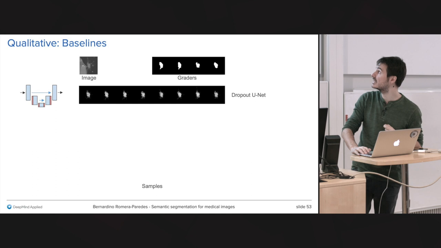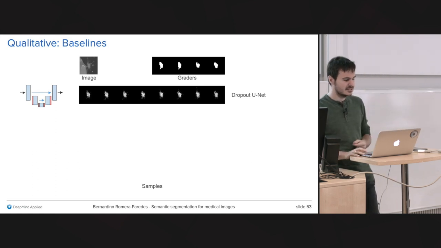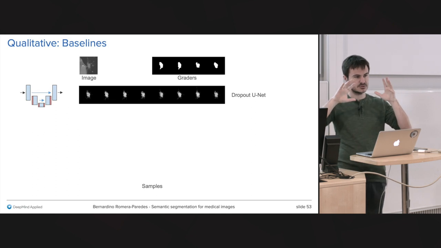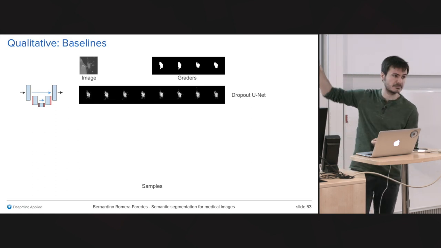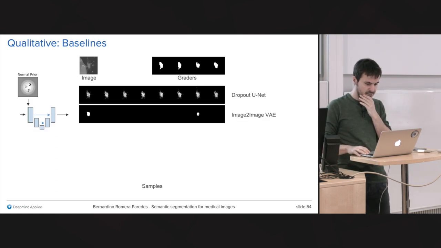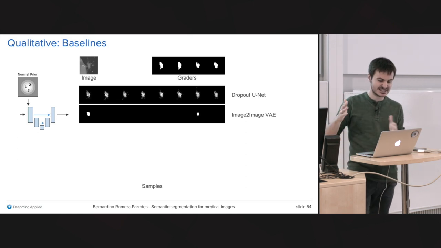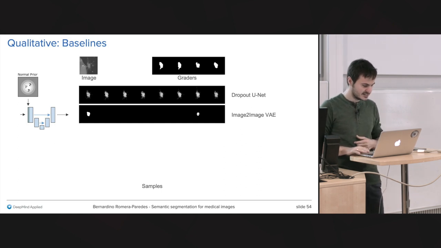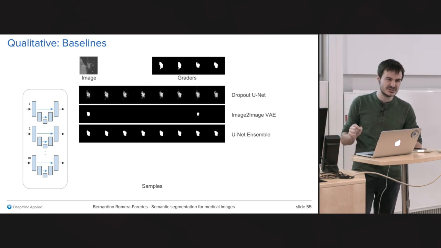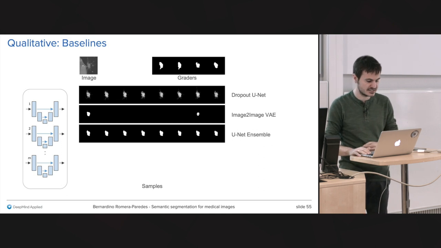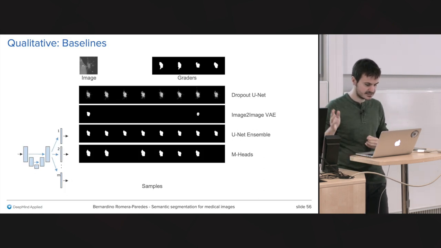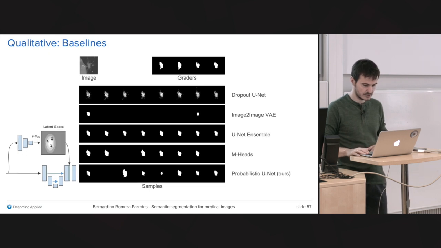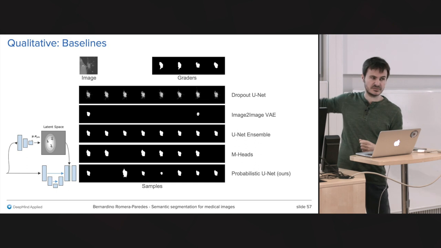These are some qualitative baseline results. Dropout is pretty good at estimating pixel-wise uncertainties, but it's not that good at producing consistent outputs. That's why you see these salt-and-pepper predictions. With the image-to-image VAE, there's some variety, but we saw that a lot of the samples are empty. With the U-Net ensemble, there is a bit of variation, but usually what you get from different models is quite similar, which is also expected. With M heads, there is some variation, but you are still limited by the number of heads. So it's not quite what we want. And then there are some samples of our model.